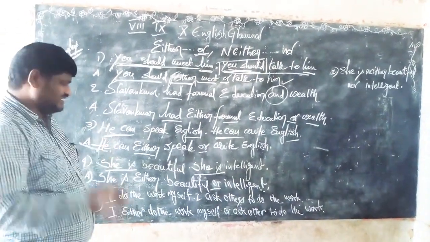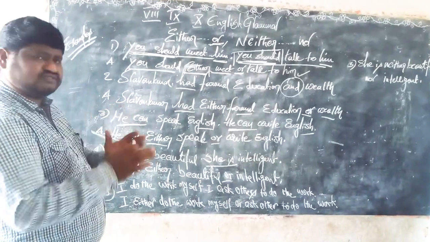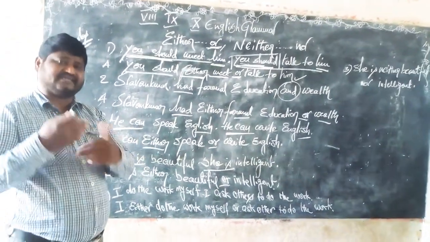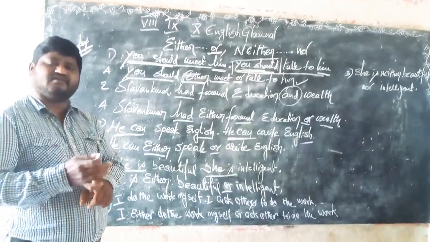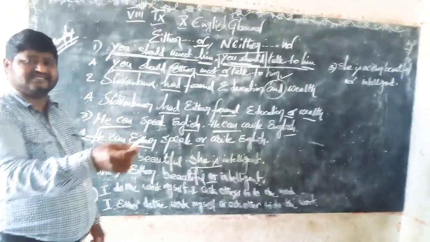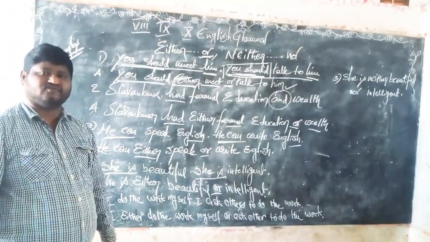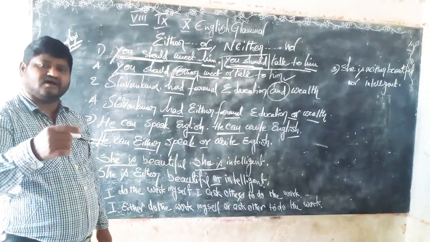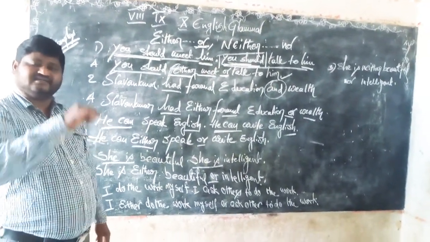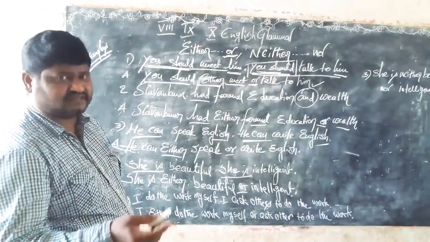It was very easy, friends. In the two sentences, the first sentence and second sentence, identify the similar or the different words. In the second sentence, remove the similar word and mention or. Why? Because either is in the first sentence and or in the second sentence.